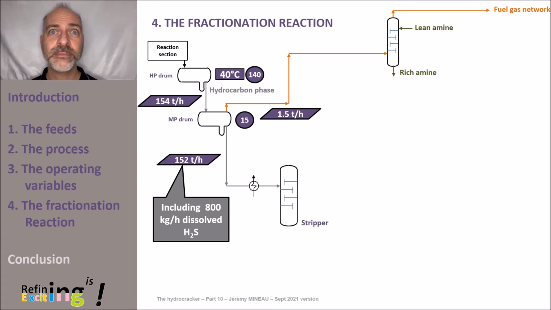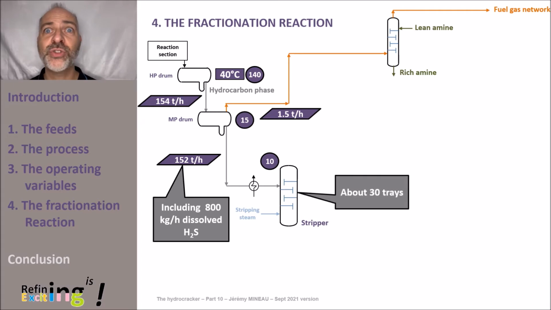In this column, using the injection of stripping steam, the H2S and the lightest molecules are vaporized and reach the tower overhead section. This column operates at a pressure of about 10 bar G and is equipped with about 30 trays. We consider injecting about 20 kg of steam per ton of tower feed. In our case, a steam flow of about 3 tons per hour is injected.